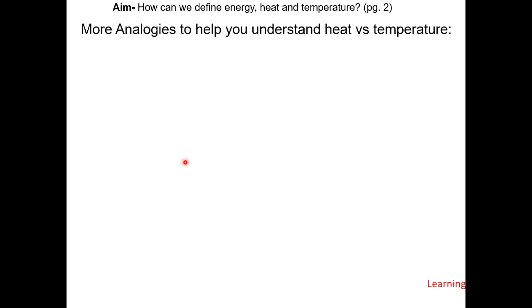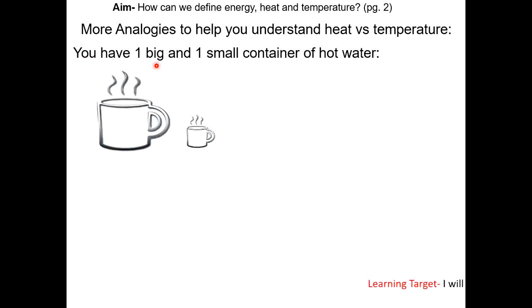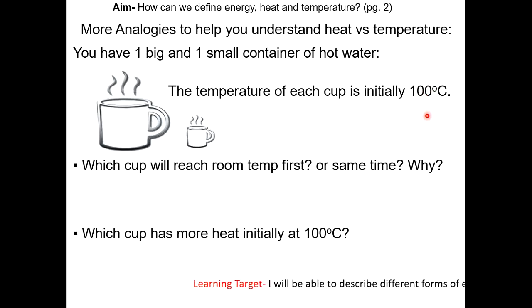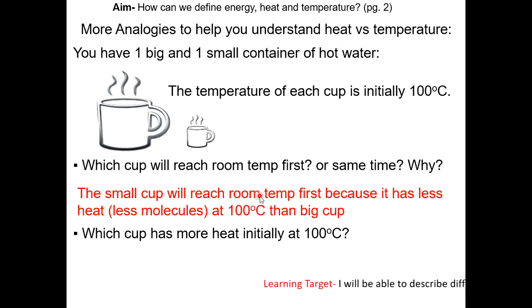Here are some more analogies to help you understand heat versus temperature. You have one big cup and one small cup of hot water. The temperature of each cup is initially 100 degrees Celsius. Which cup will reach room temperature first, or will they reach it at the same time? The small cup will reach room temperature first because it has less heat. It has fewer molecules at 100 degrees Celsius than the big cup.